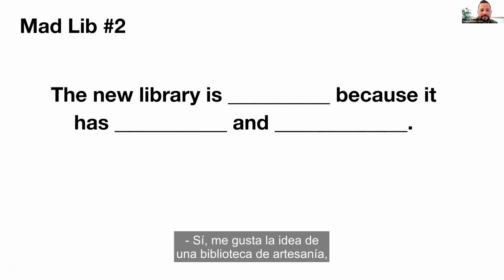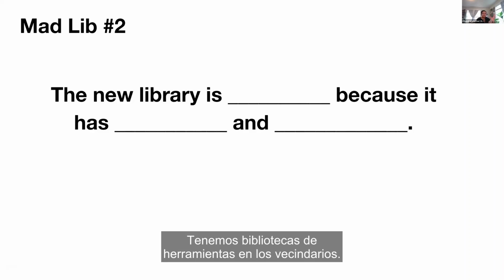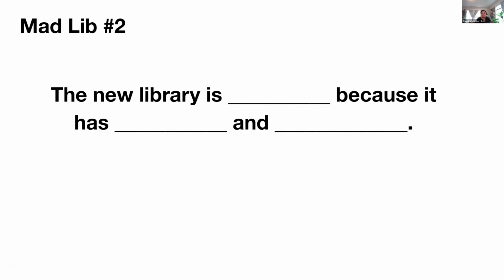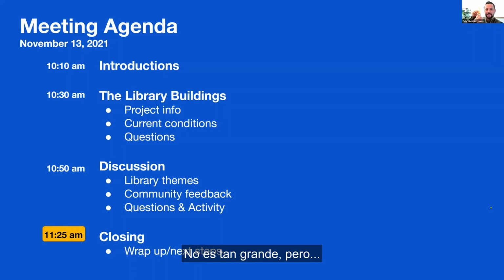I like the idea of a craft library, a technology library, a tool library kind of thing. We do have tool libraries in neighborhoods. But that could do a lot. And I was very impressed by your giant fox origami, Tyler. I was holding it close, it's not that big. Well, yeah. We're holding it close to the camera.